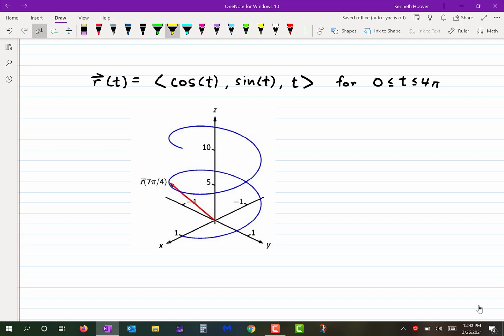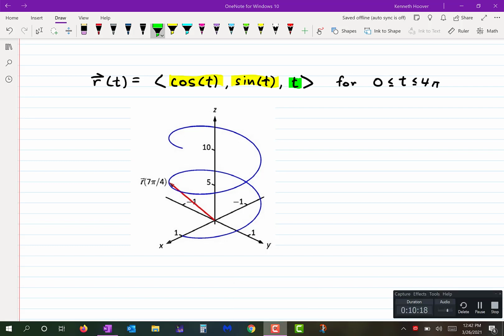Okay? And you should try to get yourself used to understanding why that comes out to be a spiral. Because here the x coordinate is cosine t and the y coordinate is sine t. So in the x and y directions, you have something circular, but as it goes around the circle, the z component is t. So as it goes around the circle, the height is going to get higher and higher, and so you end up with a spiral.